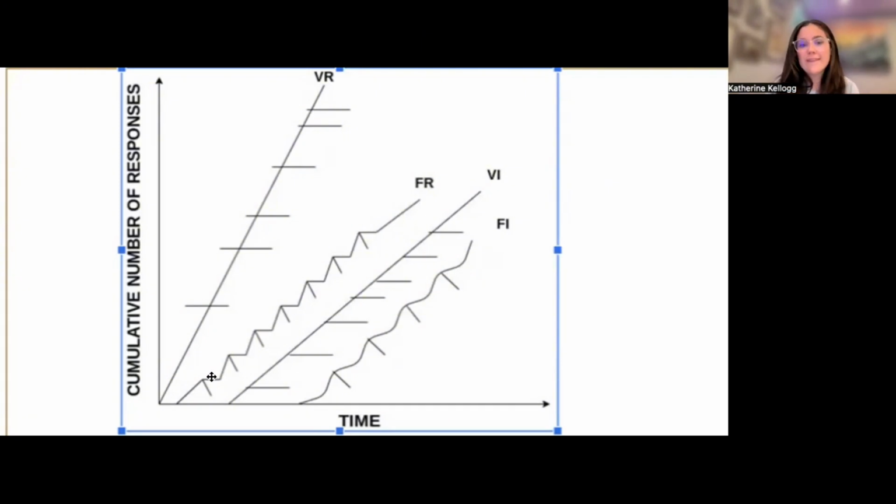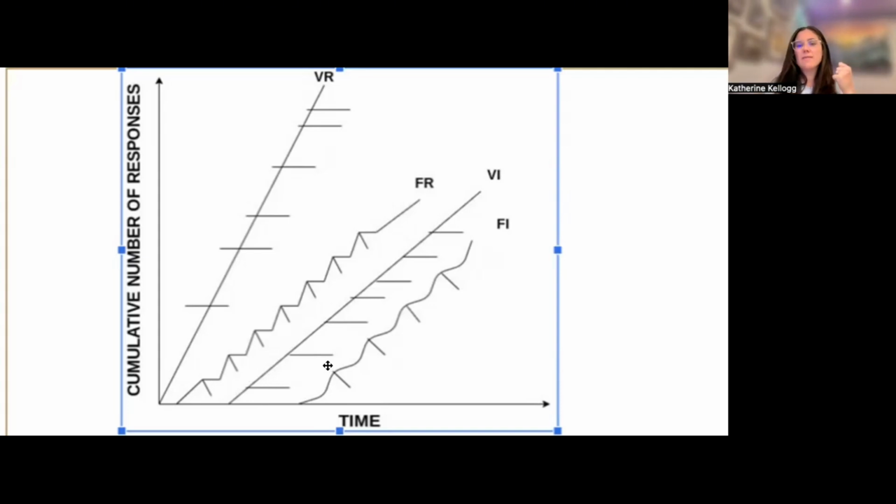If, let's just say, a kid received a lot of stickers and they got their token board and they exchanged it, they might have a dip in responses, a post-reinforcement pause. Variable interval is next. Again, since it's variable and intermittent, that unpredictability causes that steady rate of responding here. But since it is varied and still unpredictable, there's no post-reinforcement pause because they don't really know when to take that break. Fixed interval is the same.